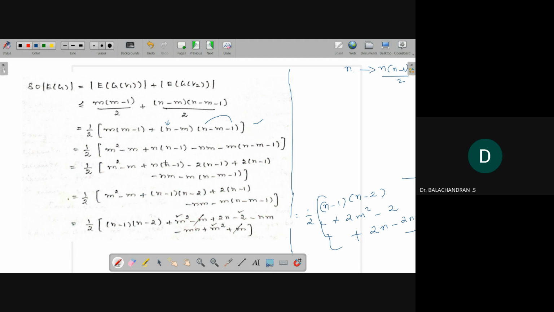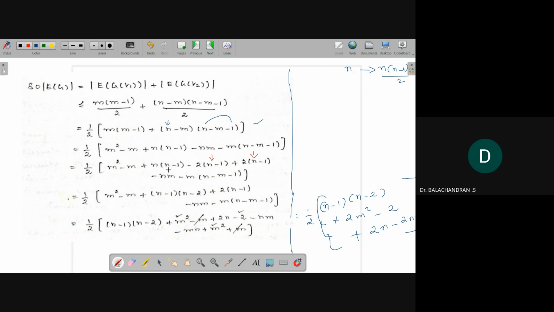Next step, 1 by 2 m square minus m plus n into n minus 1. Next, I add and subtract. This is a crucial step. Here I add and subtract these two terms because I need this one: minus 2 into n minus 1 plus 2 into n minus 1. I explained up to this, plus n into n minus 1. Here add and subtract. Next, minus nm minus m into n minus m minus 1.